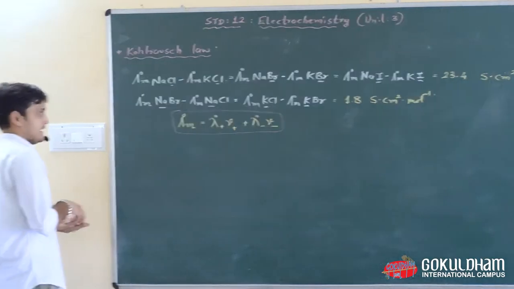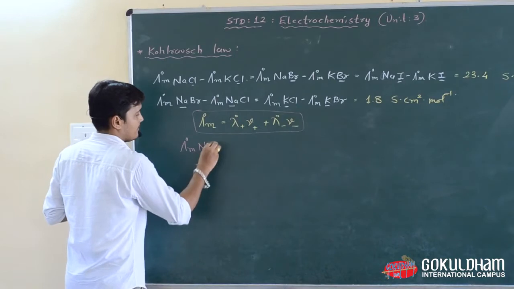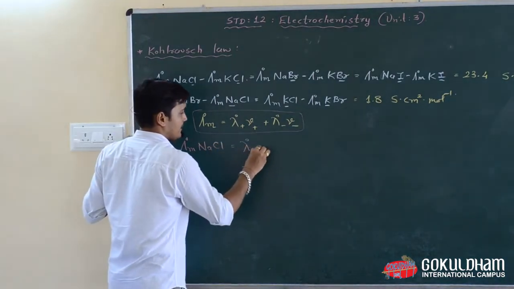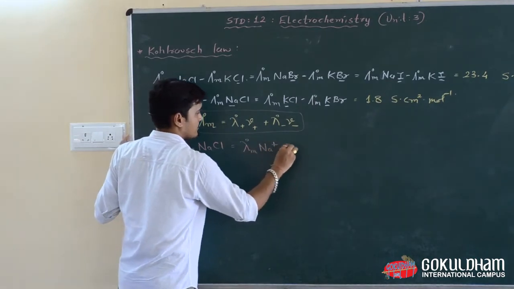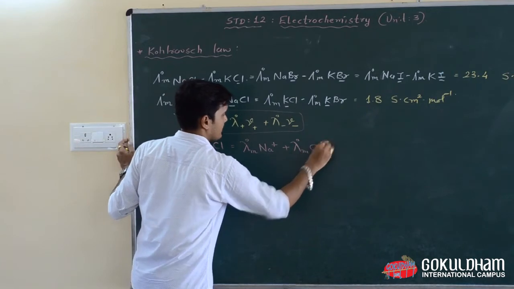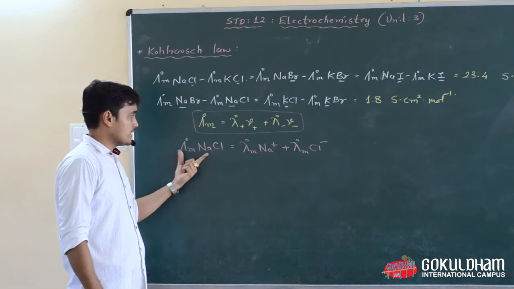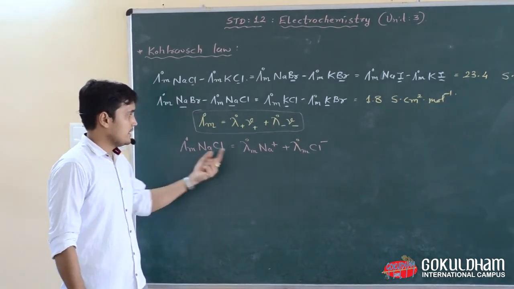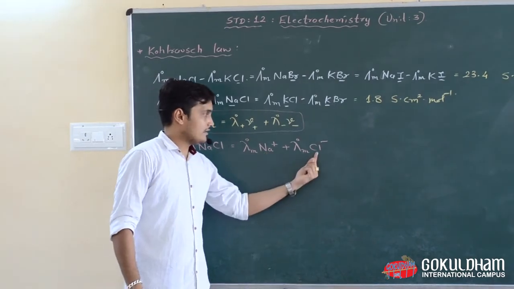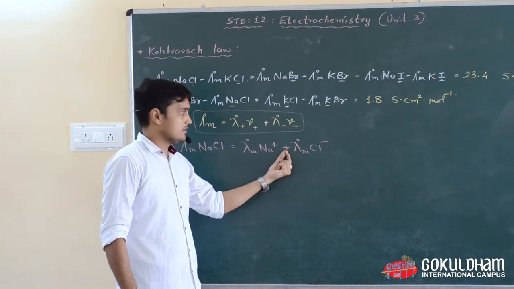Suppose we take an example: lambda 0 m of NaCl means lambda 0 m Na plus plus lambda 0 m Cl minus. So we can say that the limiting molar conductivity of sodium chloride is the sum of the positive ion, that is Na plus, and Cl minus, that is the negative ion.